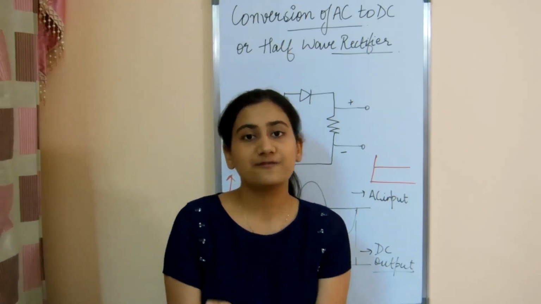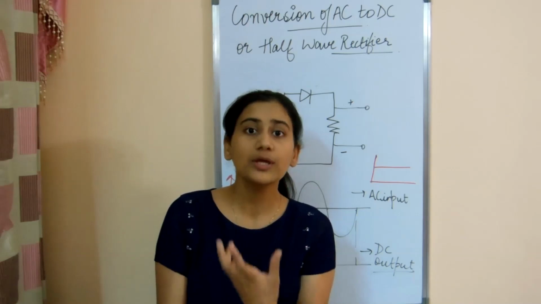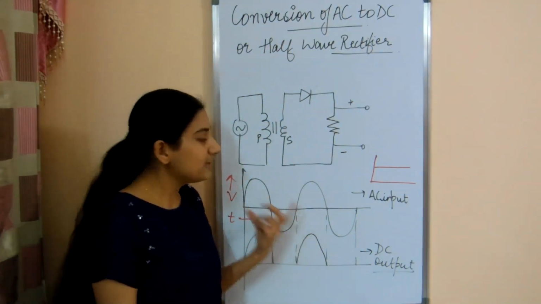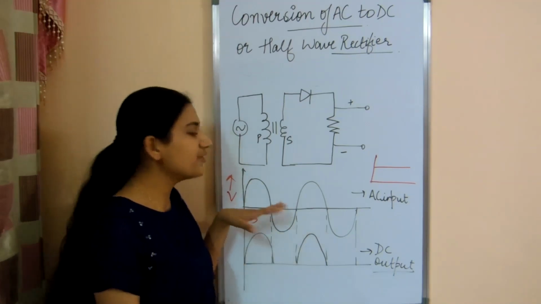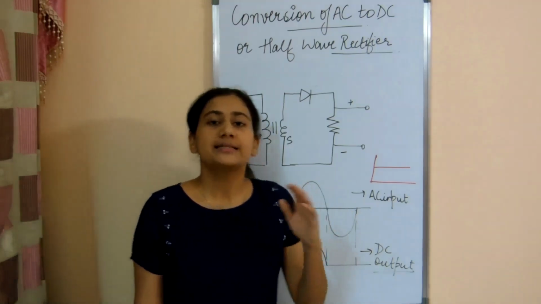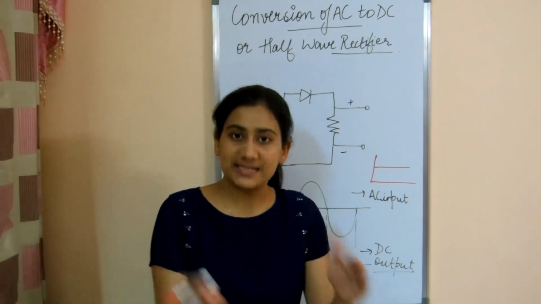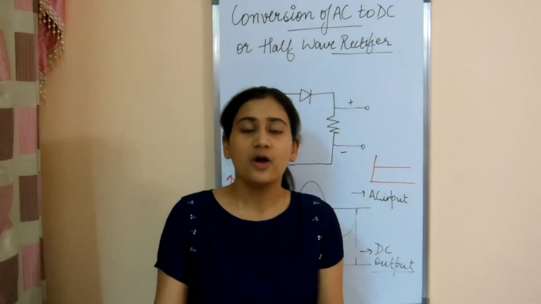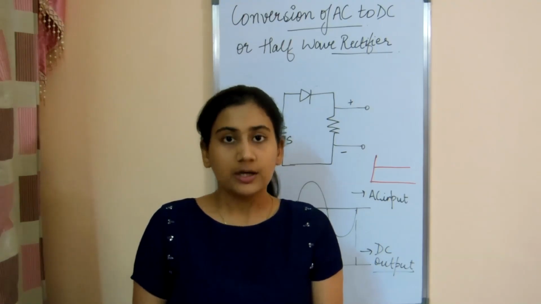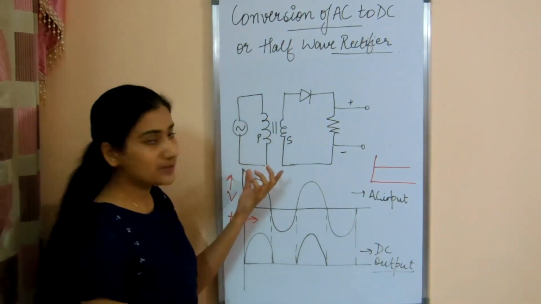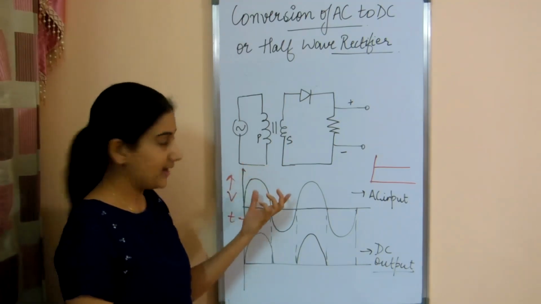Now what is a half wave rectifier? We all know that AC current is like this. Now if I am able to convert half of this wave into DC, then that means it is a half wave rectifier. That means it rectifies only the half wave of the AC current. Now let us see how it all happens. This is the procedure of the half wave rectifier.